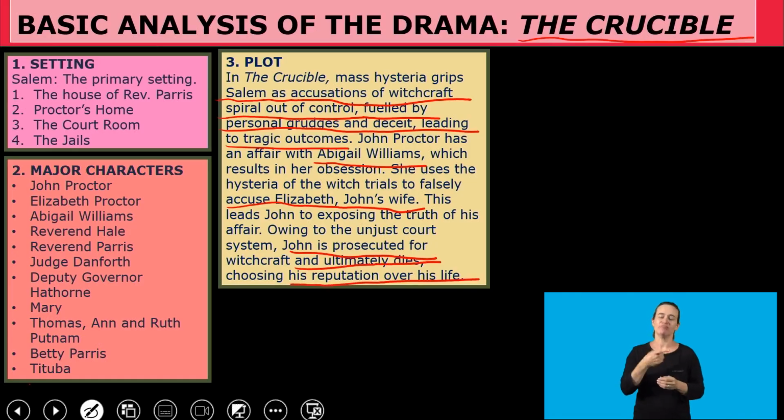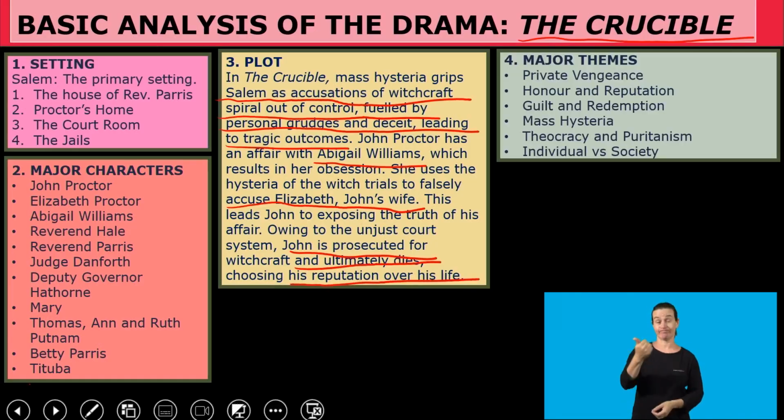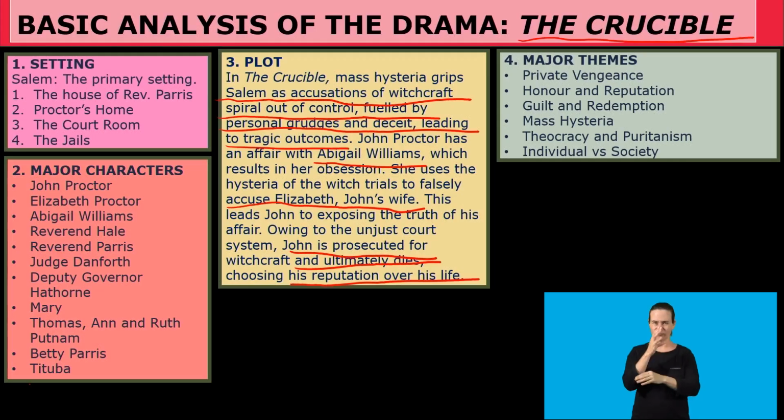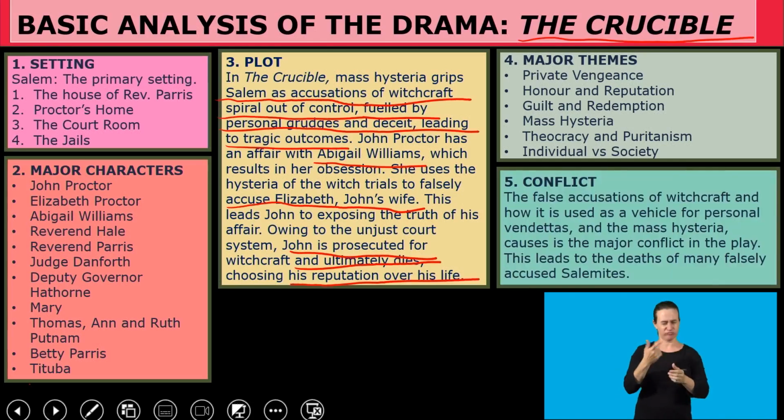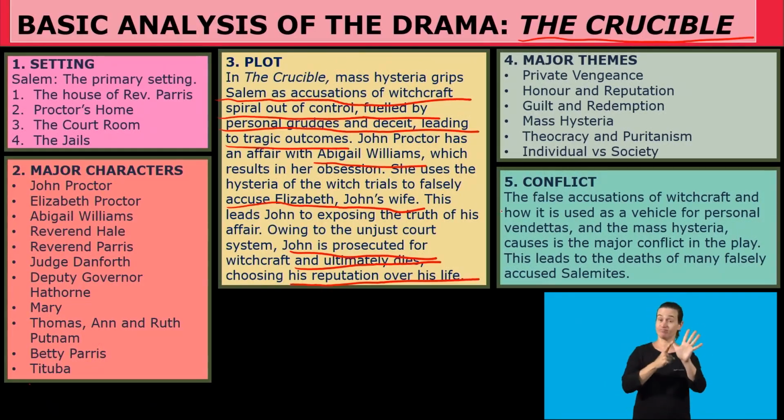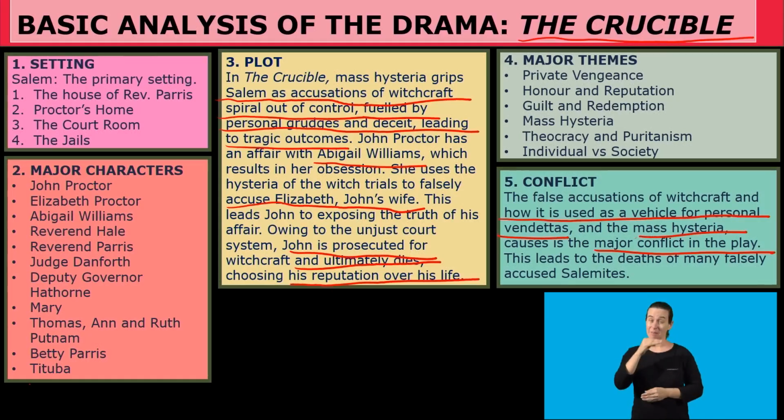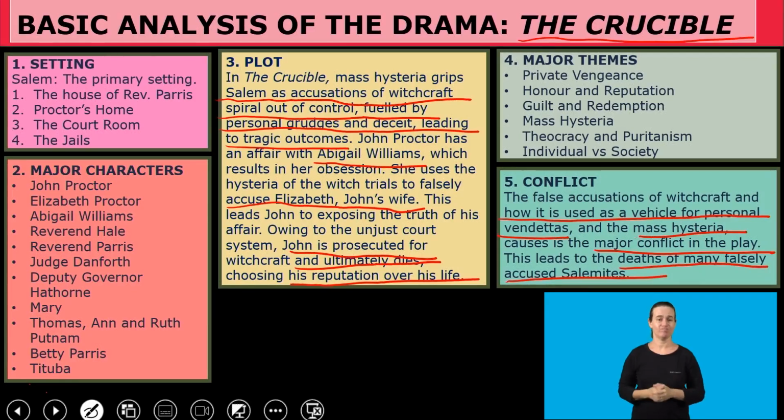The major themes: private vengeance, honor and reputation, guilt and redemption, mass hysteria, theocracy and Puritanism, the individual versus society. The conflict: the false accusations of witchcraft and how it is used as a vehicle for personal vendettas, and the mass hysteria causes the major conflict in the play. This leads to the deaths of many falsely accused Salemites.